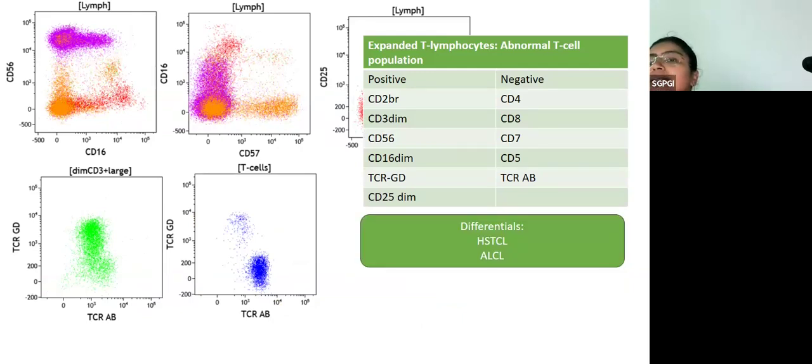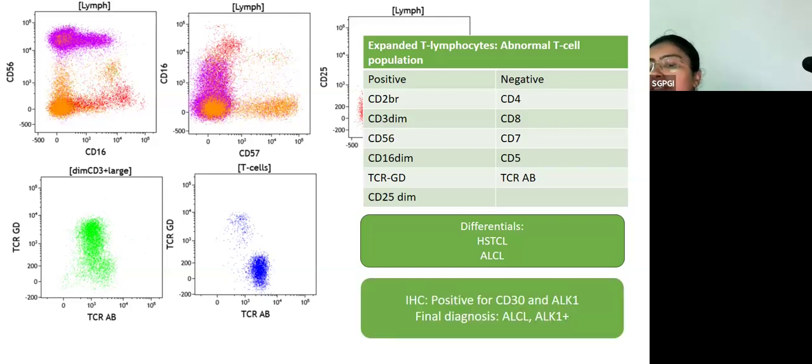Differentials: gamma delta T cell lymphoma, with blastoid morphology it is HSTCL. However, HSTCL usually has a brighter CD3 expression than the normal T cells. The other lymphoma that we can have is an anaplastic large cell lymphoma. So the IHC was done on the bone marrow in this case. It came out positive for CD30 and ALK1. So the final diagnosis given was ALCL ALK1 positive.